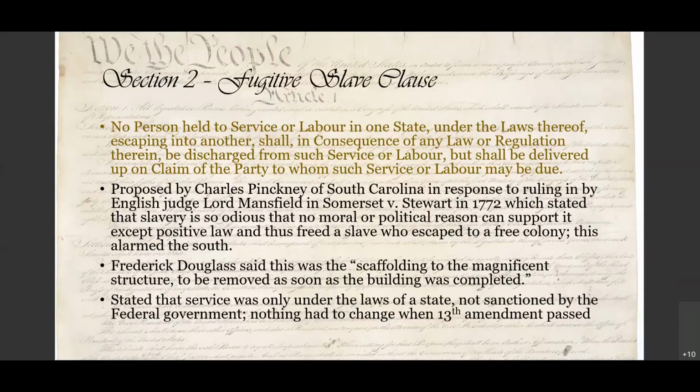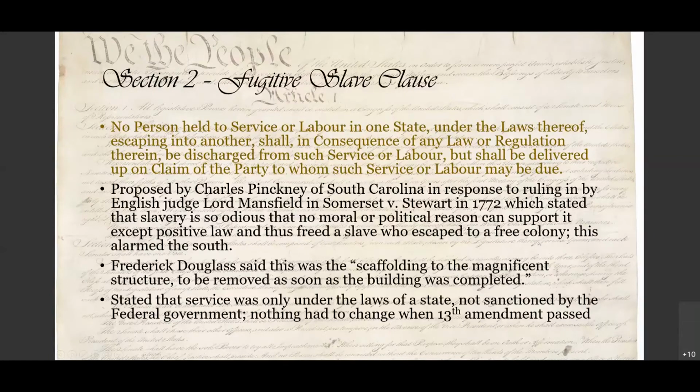So he understood that the southern states wouldn't agree to the Constitution without some sort of clause like this. So it was necessary, it was kind of a scaffolding that was necessary as they were building the magnificent structure, the Constitution. He didn't like this, of course, but he said it was necessary for the agreement of the southern states. But as soon as the building was completed, the scaffolding should be taken down. And indeed, today, this clause has no effect because no state has laws that allow slavery anymore.